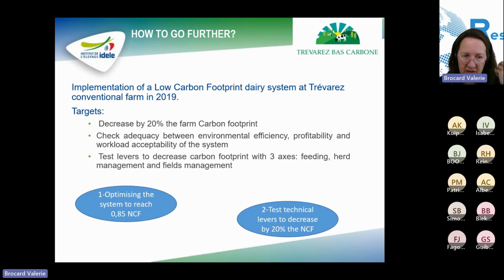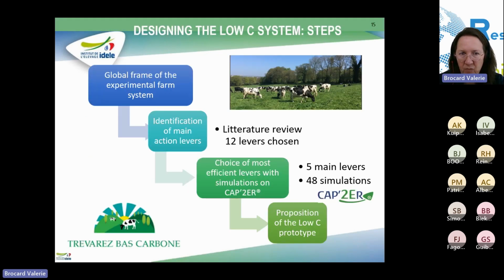In the same time, we wanted to have the opportunity to test some specific levers to decrease the carbon footprint with 3 axes: the levers related to feeding management, the ones related to herd management, and some levers related to fields management. So 2 targets: optimize the production system by combining the levers to reach a net carbon footprint below 0.85, and then test some technical levers to decrease by 20 extra % this net carbon footprint.